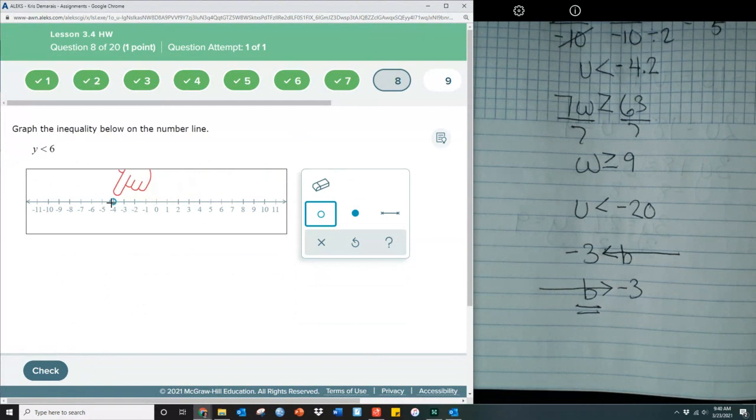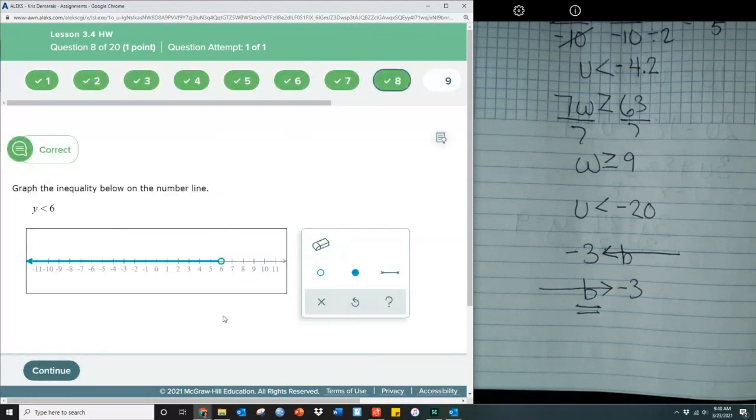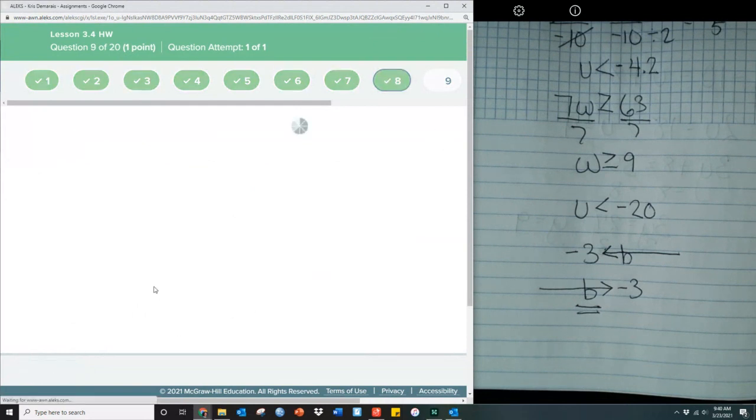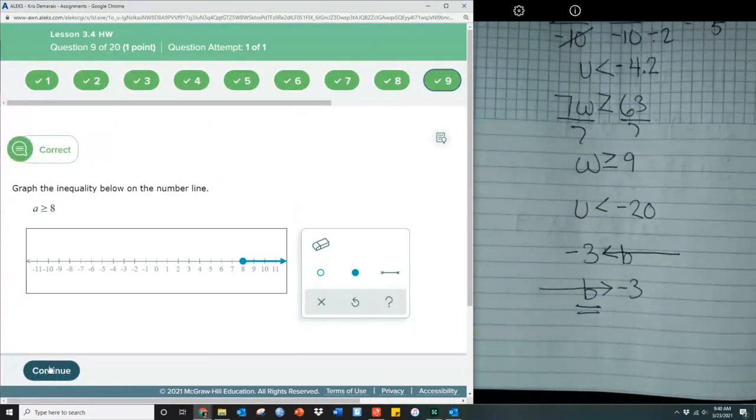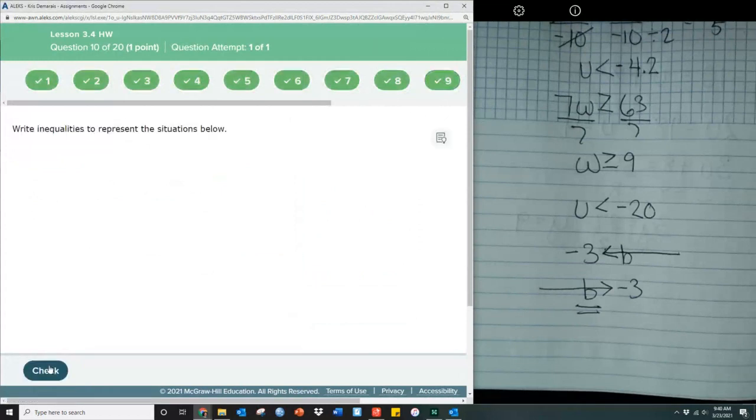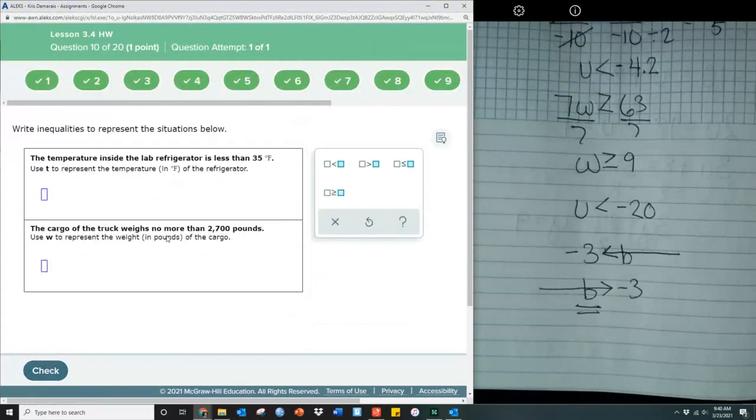So open circle at 6, pointing to the left, done. Closed circle at 8, pointing to the right. It moves quick. If you're stuck on something, let me know so I can go ahead and address it.